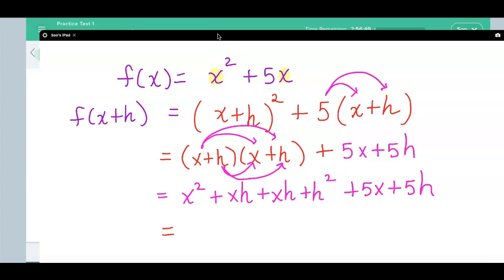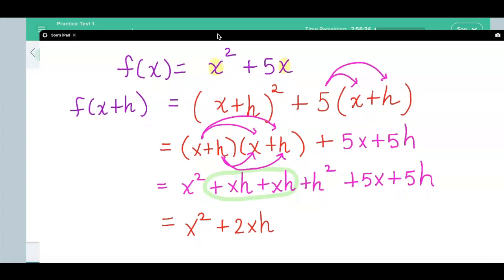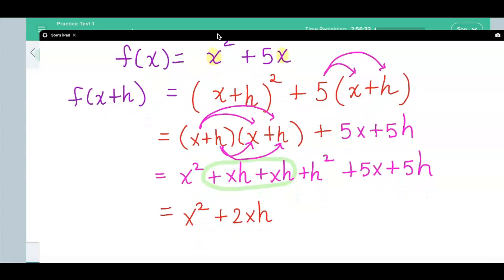Okay, so there is x squared. Well, you notice there is these two. They add up to what? Plus 2xh, because there are two of them. That's plus 2xh. And then bring down that h squared. And I don't see any like terms, but this is pretty ugly. How many terms? 1, 2, 3, 4, 5 terms. But hey, that's what it is.